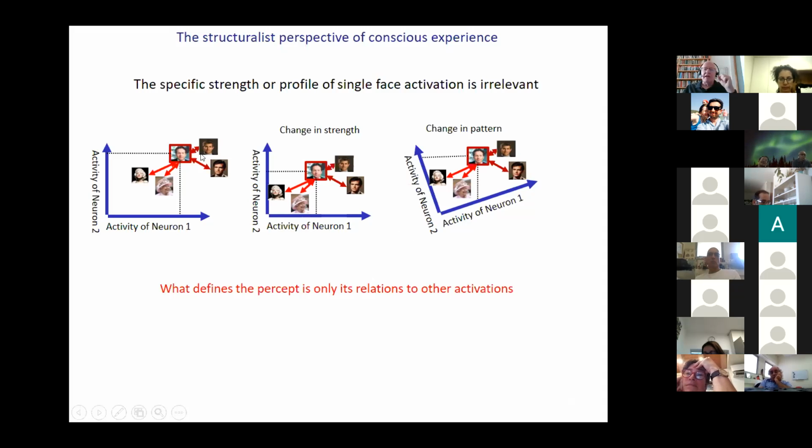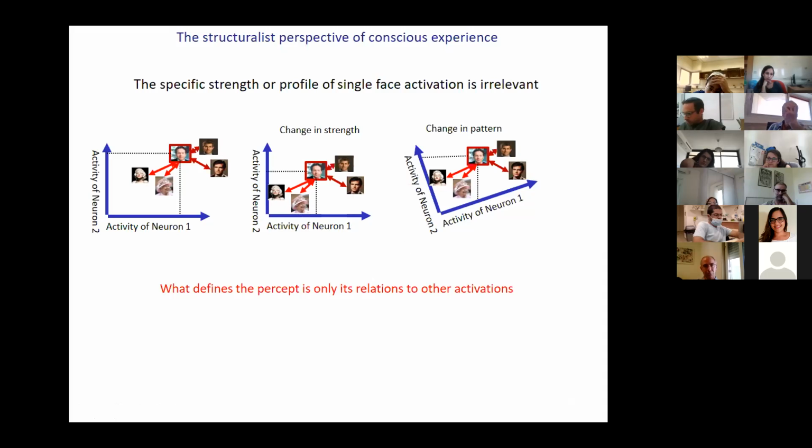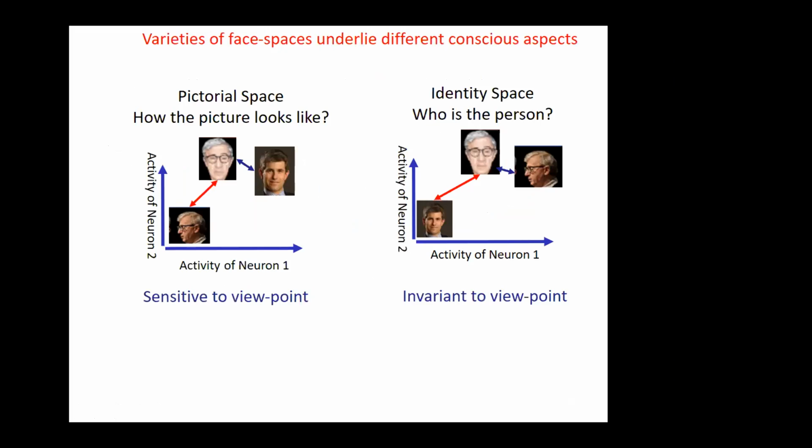Even more drastically, if we rotate the axis, we have a completely different pattern of activation now generated by this face. Nevertheless, the perception will remain exactly the same because the relationship to other patterns remains the same. So you see how powerful it is. It takes the edge out of the claim that what counts for perception is the selectivity of individual neurons, and moves the information into the relationship between patterns.